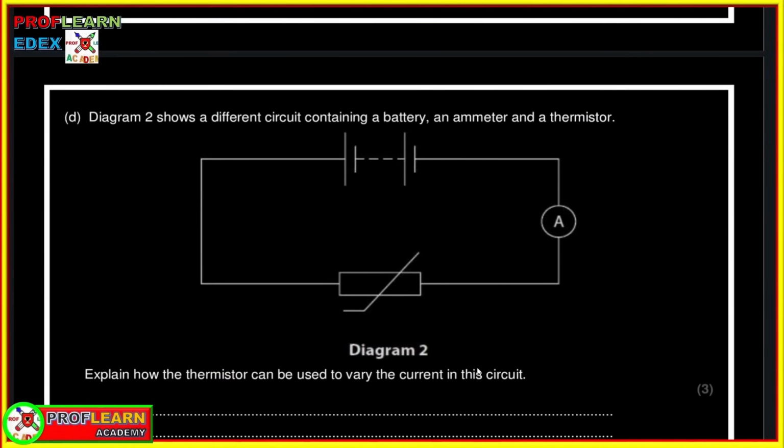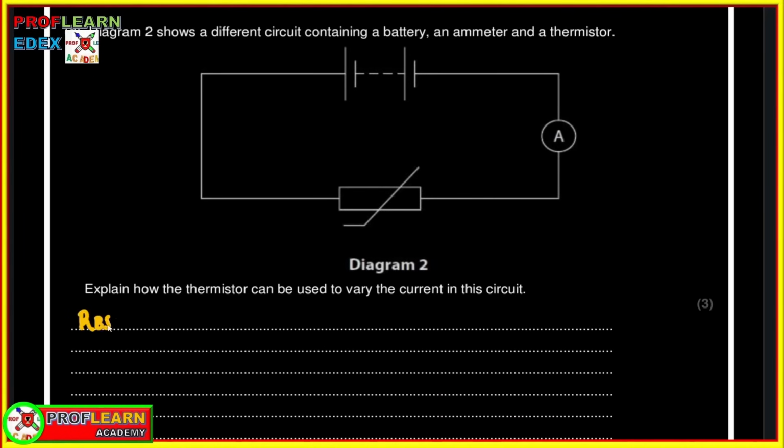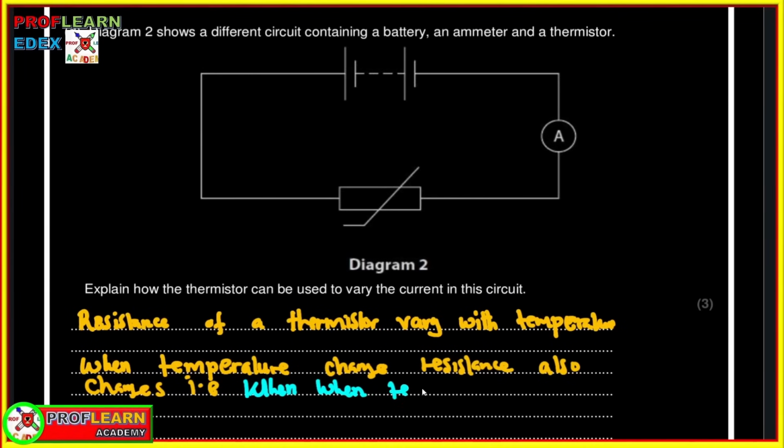Without wasting much time, we need to move to part B. We are told that diagram 2 shows a different circuit containing a battery, an ammeter, and a thermistor. Remember, a thermistor is a device whose resistance is affected by the change in temperature. Remember, in a circuit, if resistance increases, current decreases. If resistance decreases, current increases. So you need to identify how the resistance of the thermistor varies with temperature. When temperature changes, resistance also changes, and this is going to affect the amount of current that flows in the circuit.